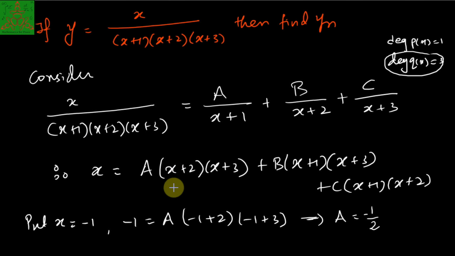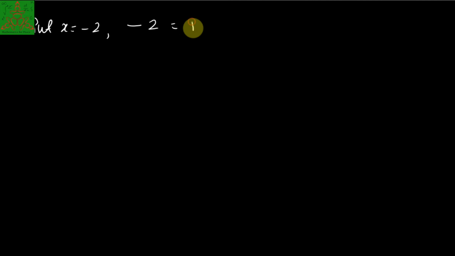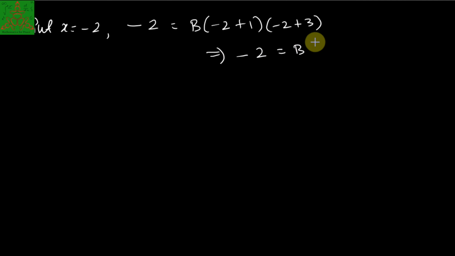Now next we can put x equal to minus 2. If you put x equal to minus 2, this term will become 0 and this term will become 0 because it has a factor x plus 2, so only this term is left. So it gives me minus 2 equal to b into (minus 2 plus 1)(minus 2 plus 3), which I can simplify as minus 2 equal to b into, this gives me minus 1 and this gives me 1. So this gives me b equal to 2.